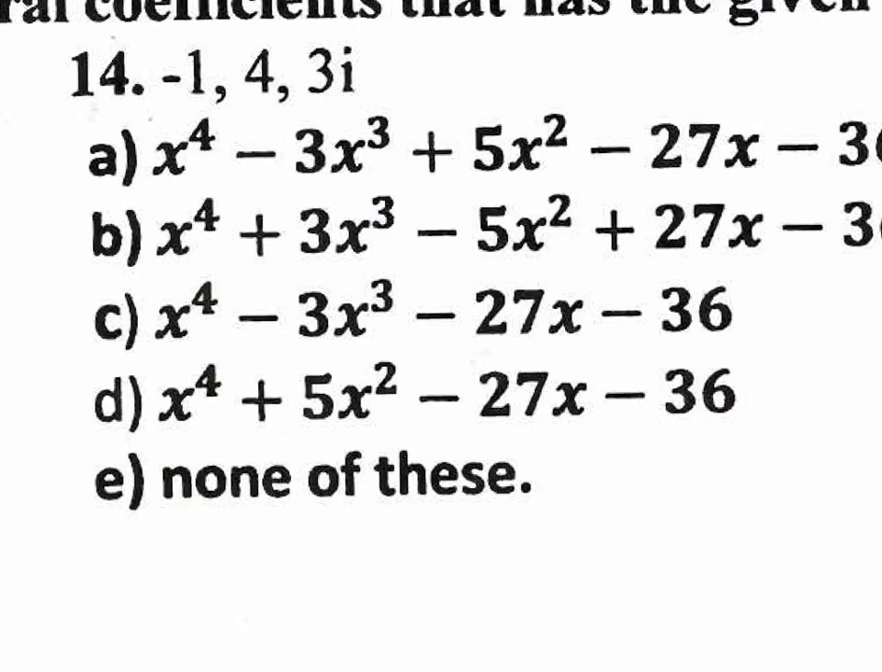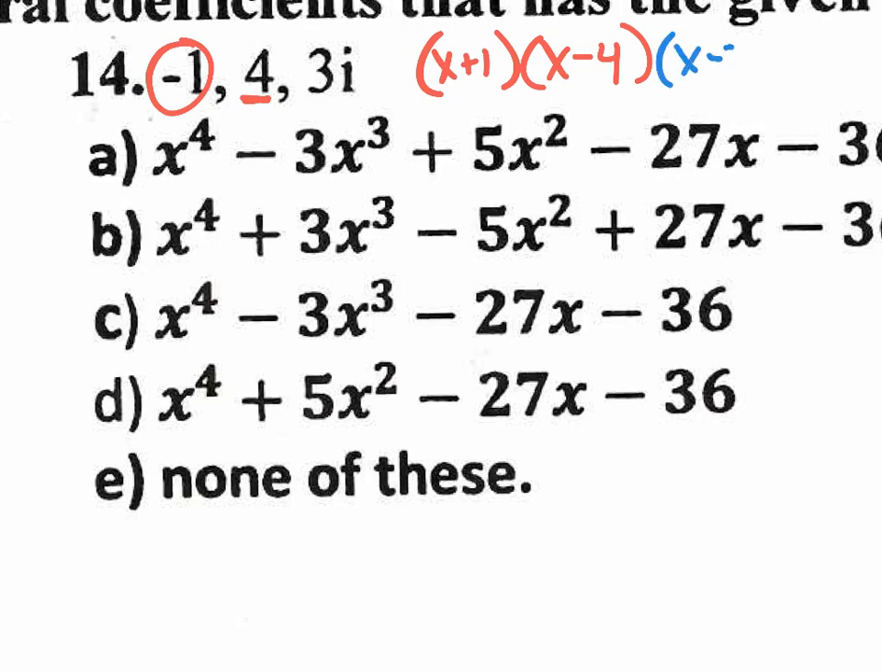Number 14. Where did the answer -1 come from? From the binomial what? Okay, where did the answer 4 come from? From the binomial what? X minus 4. Right? Where did the answer x equals 3i come from? From x minus 3i. And we know that if you have an imaginary answer, you're going to have also the complex conjugate of that answer there also. So you have another binomial x plus 3i.